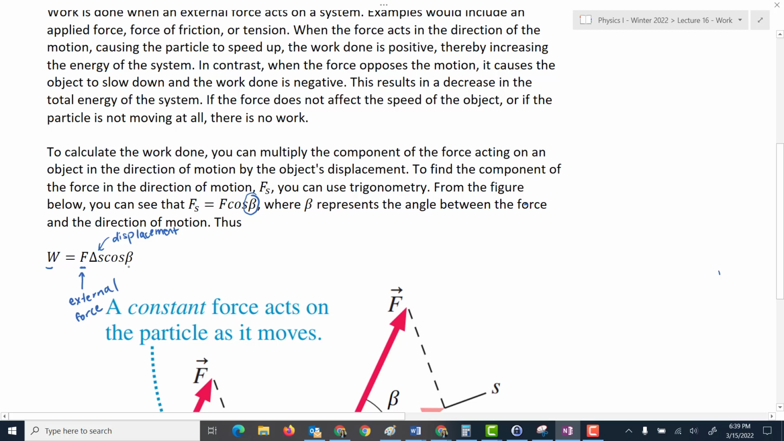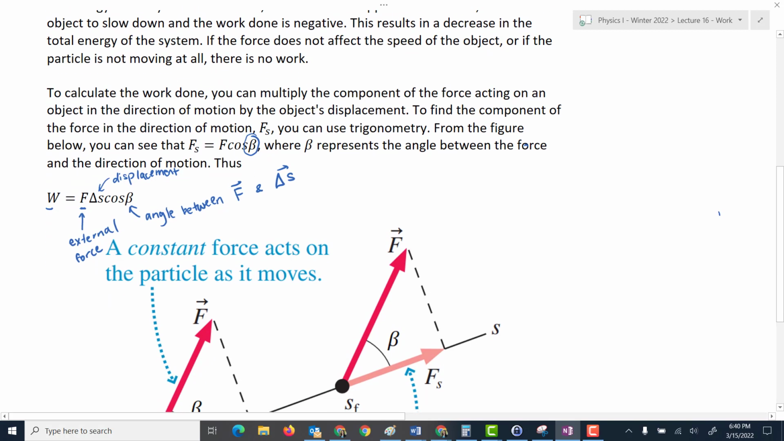And then cos beta, where beta is the angle between the force and the displacement. Okay, so these two are vectors. It's the angle between those two vectors. So let's see what we mean.